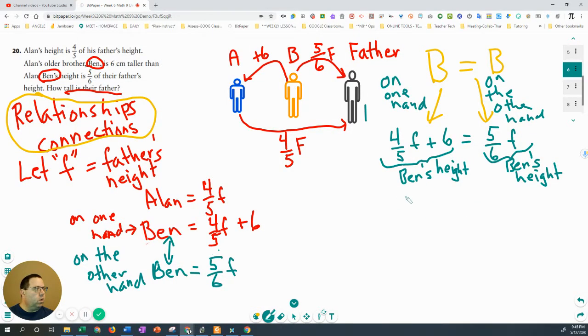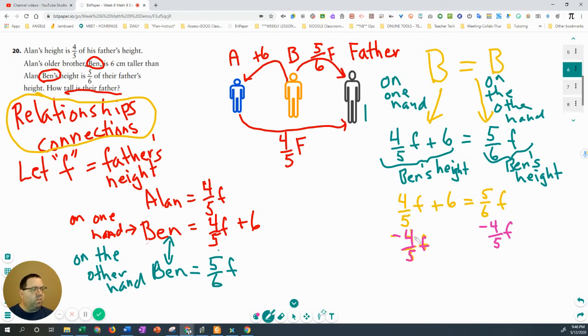All right, let's go. So on one hand, we've got 4/5 F plus 6 is equal to 5/6 F. Well, why don't I subtract 4/5 F from both sides? I'm just going to switch colors here briefly. Because this one's already sort of by itself, why not? There's no sense in dealing with the constant. Let's have the constant be by itself and isolate the variable at the same time. We're killing 2 birds with 1 stone.